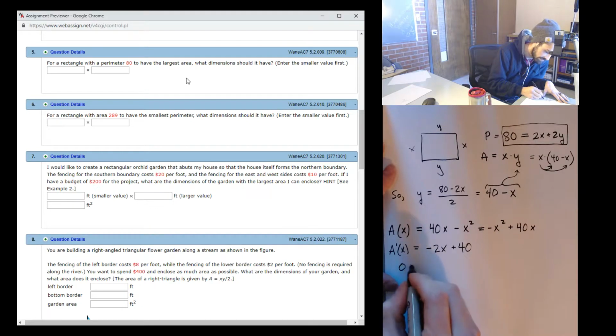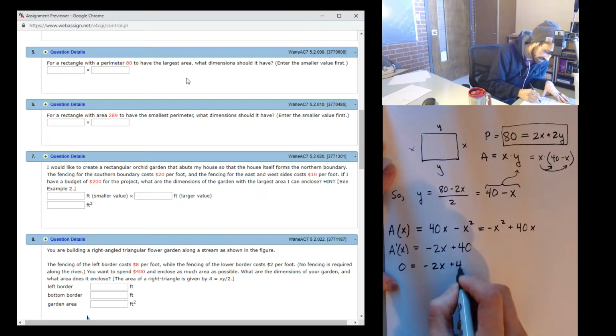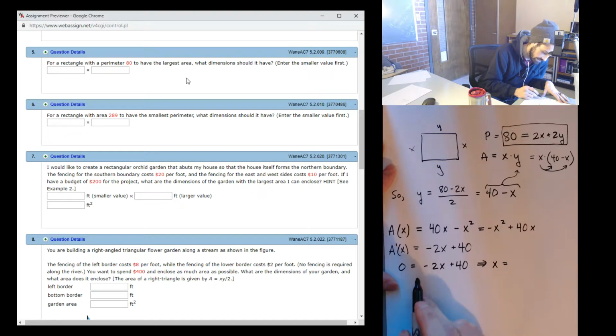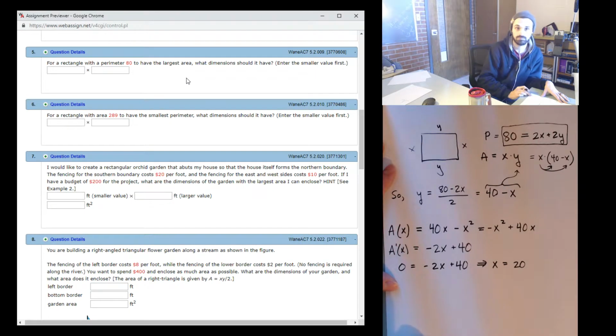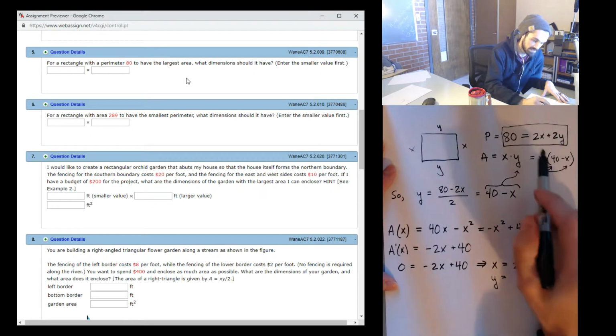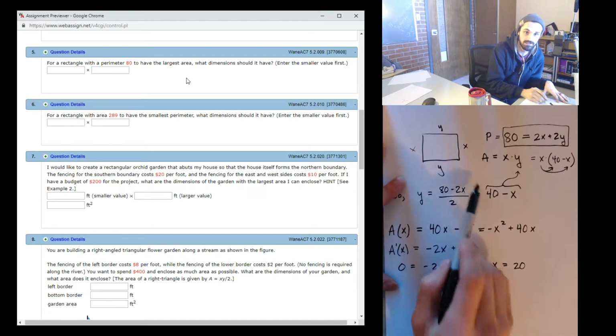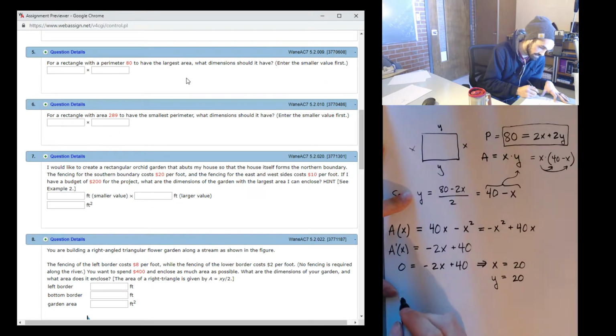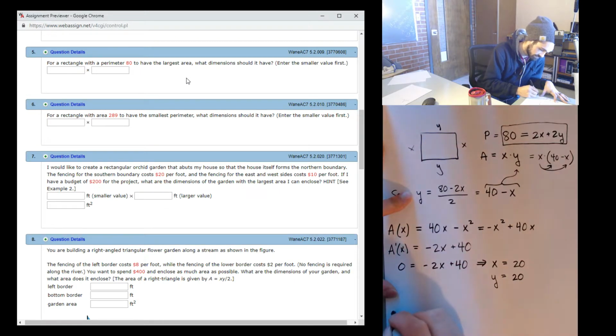And I need to set this derivative equal to 0 and solve for the values of x that make that true. So I would subtract 40 and divide by negative 2 to get 20. So because x is 20, this says y is, using this relationship, or similarly this relationship, or this relationship, that would be a nice one. So 40 minus x, well, x is 20, so 40 minus 20 is 20. So the area, when maximized, is 20 times 20, or 400.